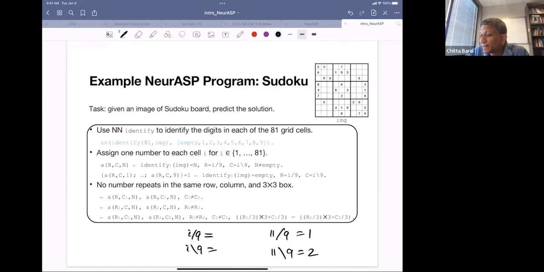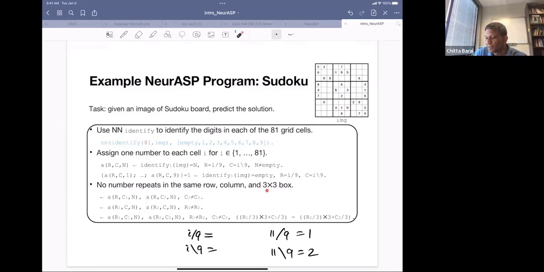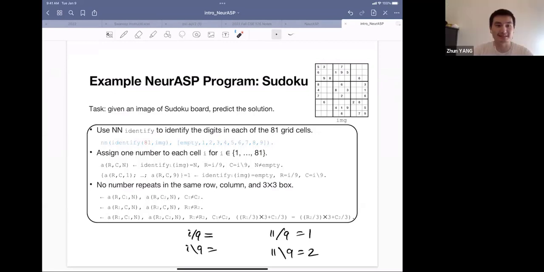So that's basically it. You feed the image to a CNN, and out of this CNN you will get how many probabilities? 810 probabilities, right? Actually it is 81 times 10, so it's 810. Ten probabilities for each cell. And after that you have these rules. Is it 810 different answer sets? No, 810 probabilities means there are a lot of answers.